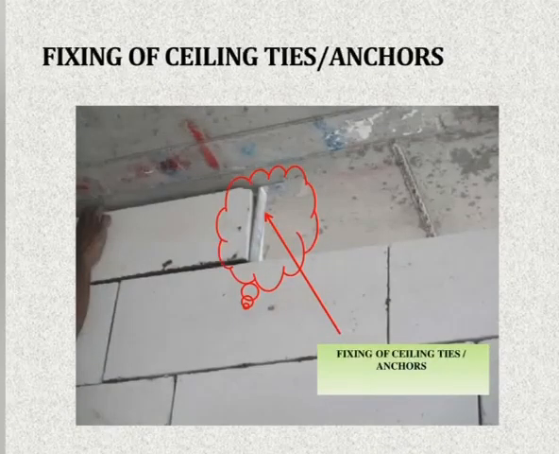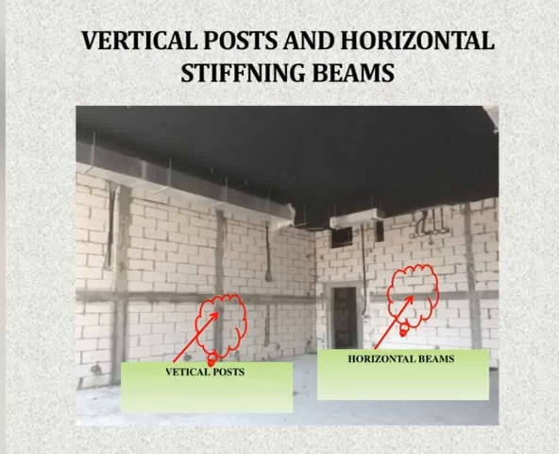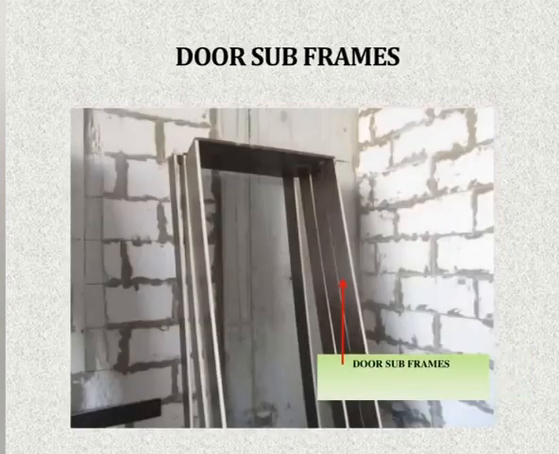Now after the block work reaches full height, you can see this is the last block, and on the last block we have again fixed the ceiling tie or the ceiling anchor. This is the connection of the block work with the ceiling. Here you can see if the length of block work is more than 4 meters, we have vertical posts, and if the height is more than 3 meters, we have horizontal beams. Here you can see the block work full height is done. The last block line is full, and if there is any cut piece, it should be in the second last layer.